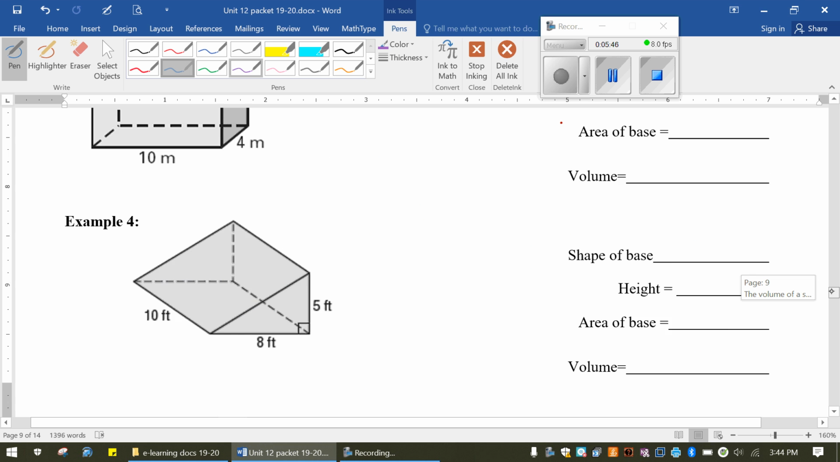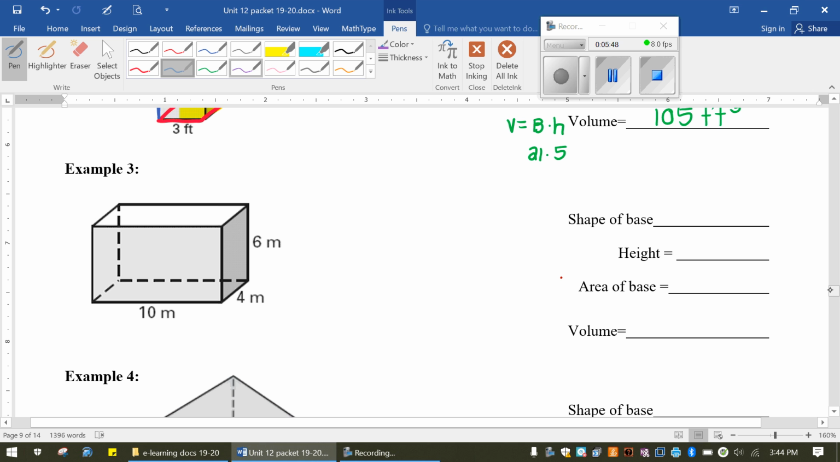Okay, moving on to number 3. For number 3, I'm going to put the base as this bottom rectangle. And then there's the parallel base on the top, a rectangle with the same dimensions. So the shape of the base is a rectangle. The area of a rectangle is length times width. So that's 10 times 4, which is going to be 40 meters cubed.